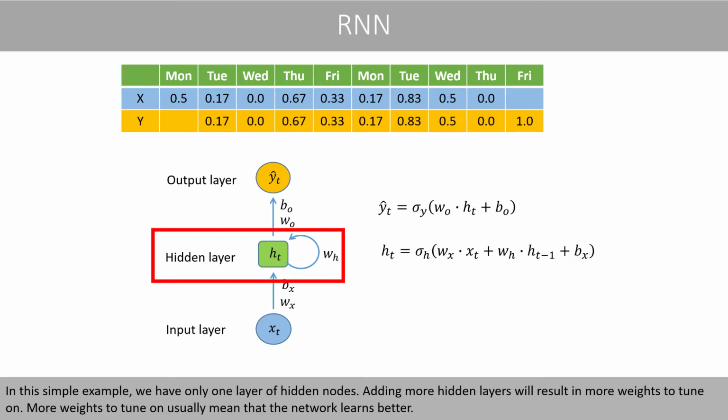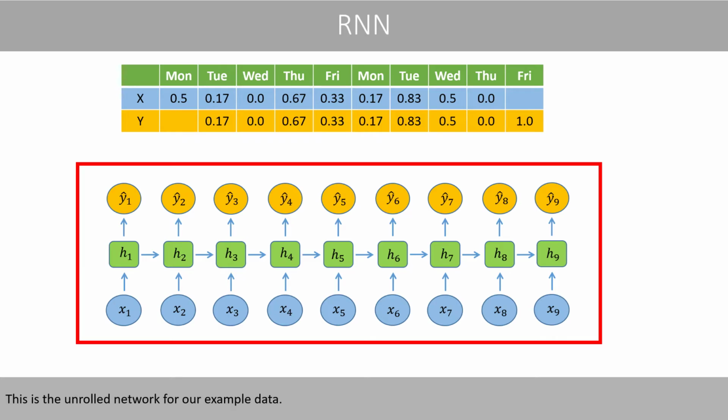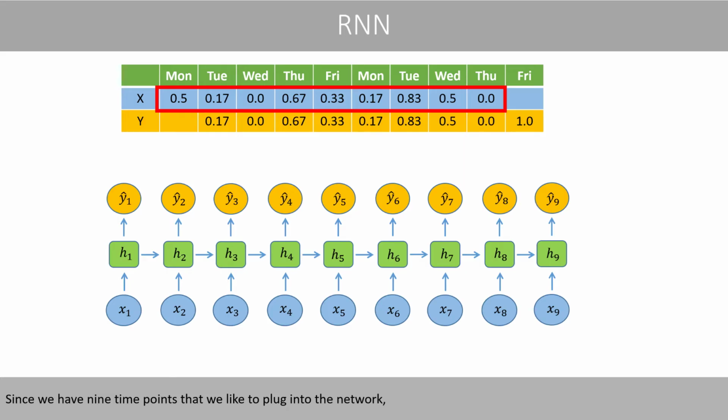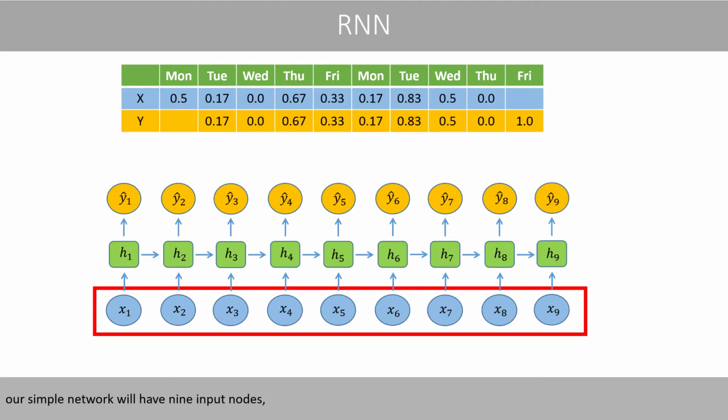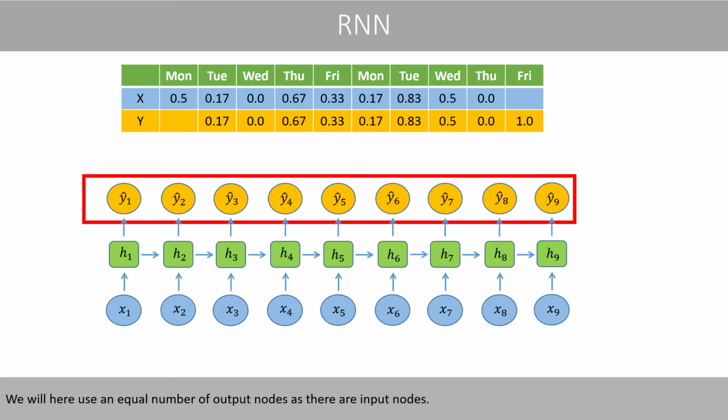More weights to tune usually means that the network learns better. Let's unroll this network to better see what's going on. This is the unrolled network for our example data. Since we have 9 time points that we'd like to plug into the network, our simple network will have 9 input nodes and 1 hidden layer. We'll here use an equal number of output nodes as there are input nodes.